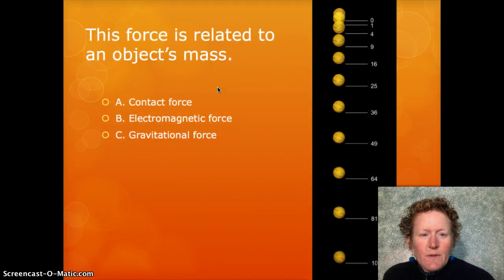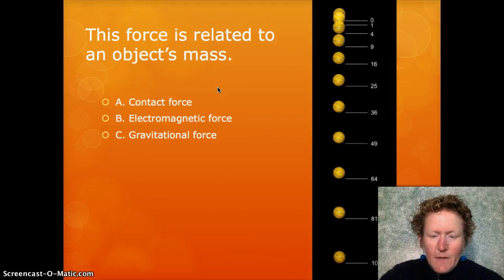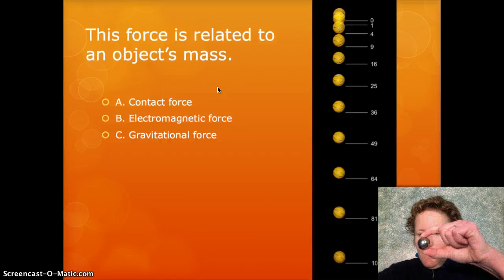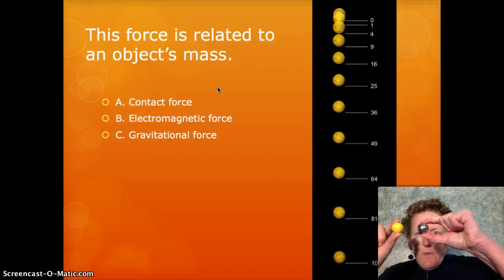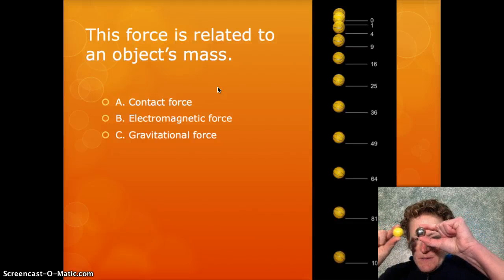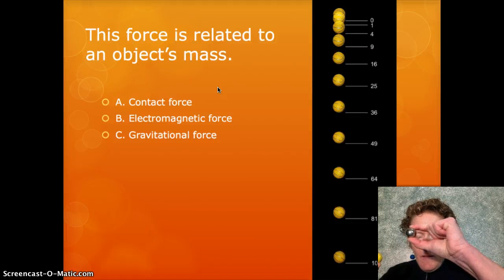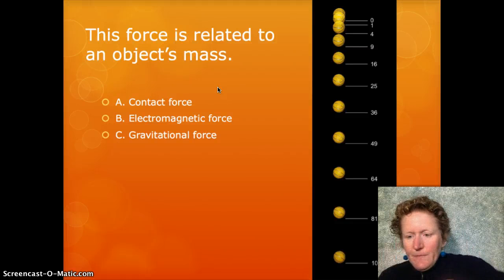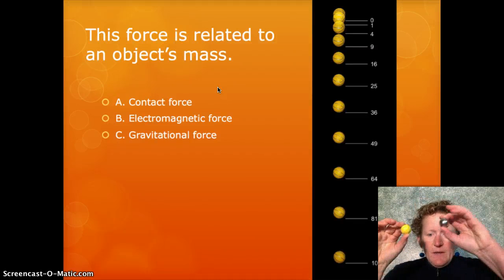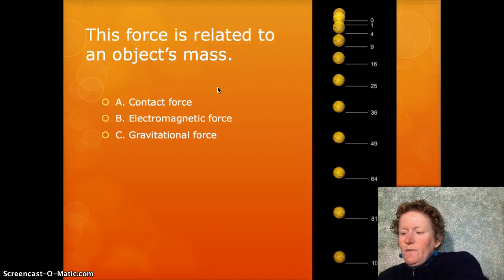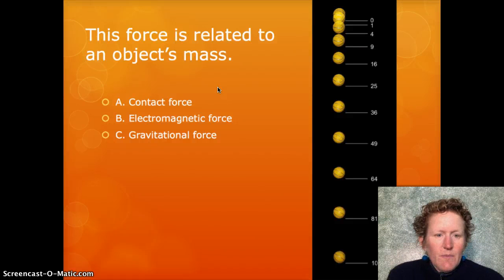This force is related to an object's mass. So how much force this ball is going to exert depends on its mass. This is a steel ball, and this is a plastic ball. And you can guess which one's going to exert more force. And that's because of the planet we live on here.